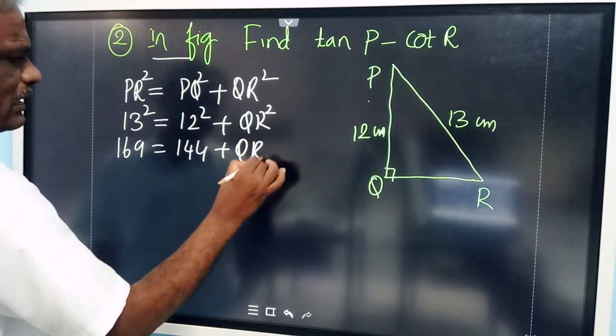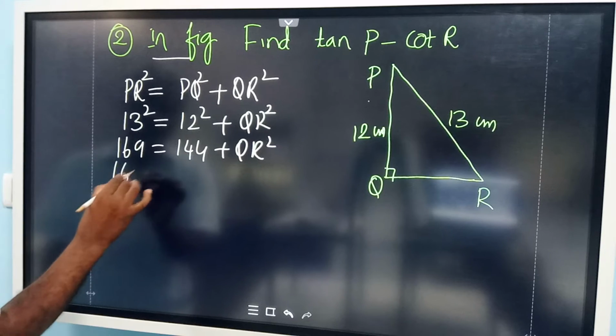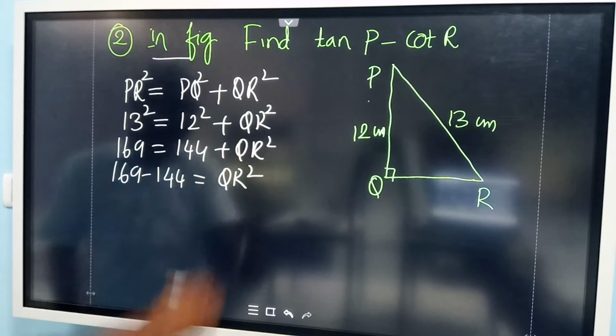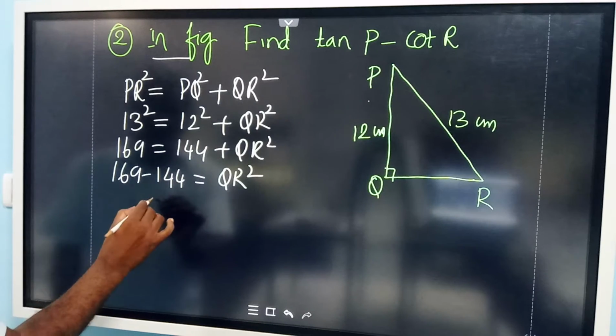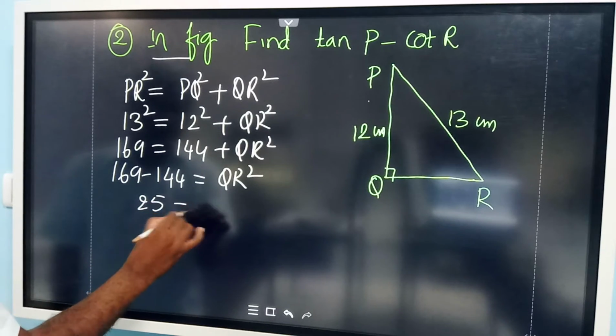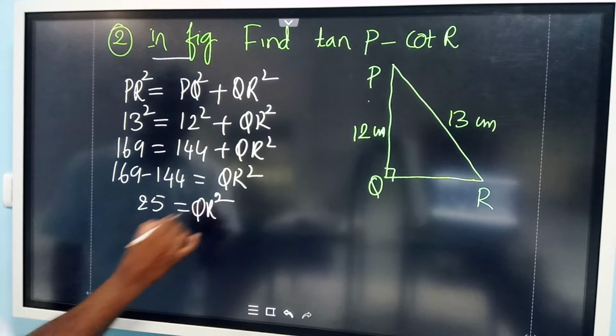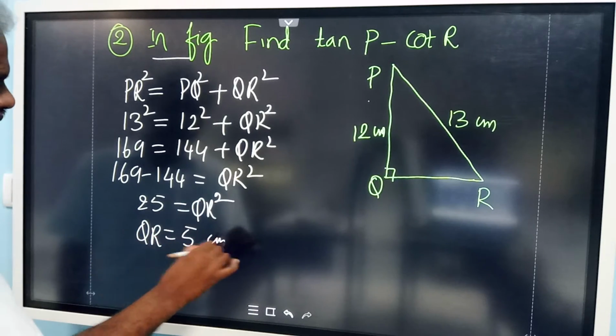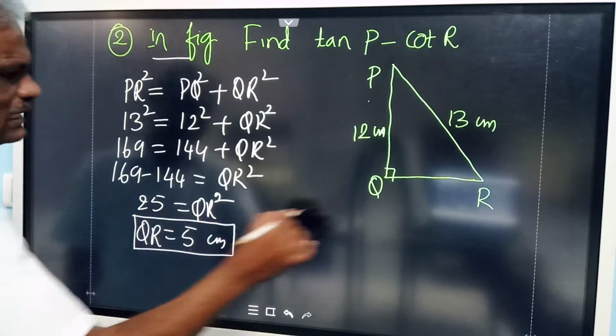169 equals 144 plus QR square. Transfer 144 to the left side: 169 minus 144 must be equal to QR square. Subtracting, it is 25, so it is QR square. Therefore QR will be equal to 5 units, 5 centimeter. So you got this length, 5 centimeter.